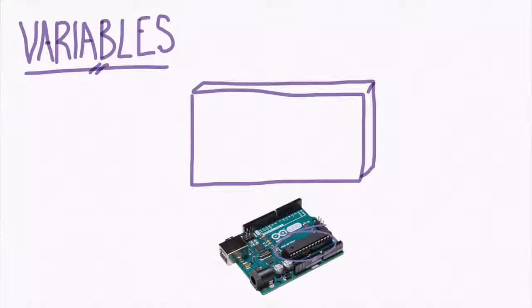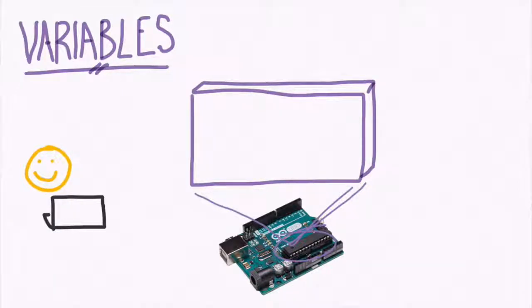It has a microchip on it that's like the Arduino's brain. Arduino uses this chip to think and remember stuff. When we create a variable in our code, Arduino uses this chip to remember what we've stored inside that variable, or inside that box. Here's where we come in.